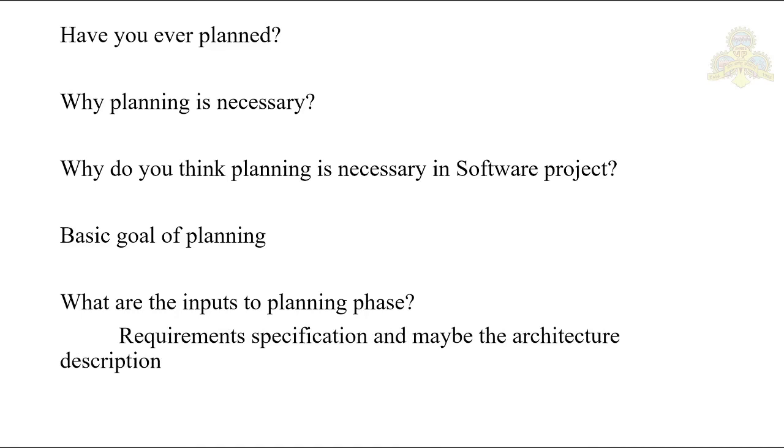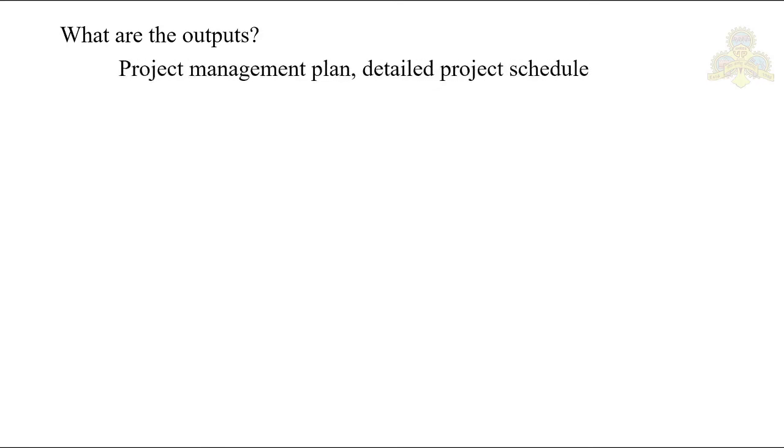Then what could be the output of it, right? What are the outputs? So the outputs are your project management plan and detailed project schedule. Okay. Your project management plan is a document. It establishes the project goals on the cost, schedule, and quality fronts and defines the plans for managing the risk, monitoring the project, etc.